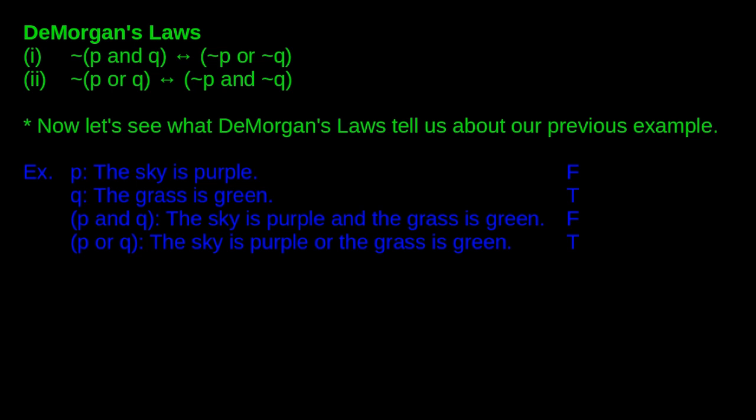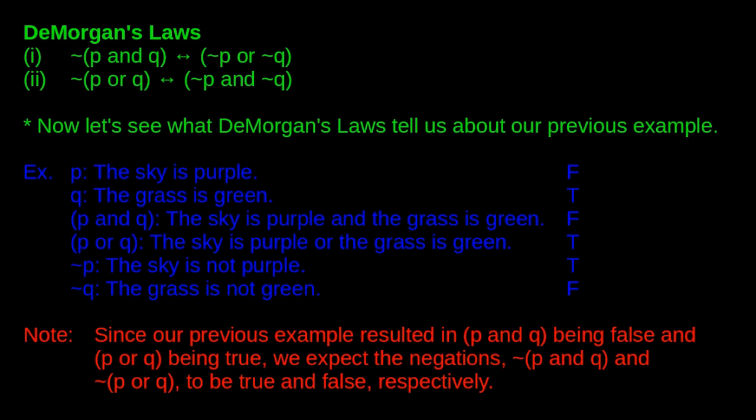Now let's compute not P and not Q. So not P is the sky is not purple, and not Q is the grass is not green. And not P would have the value of true, because the sky really isn't purple, usually. And not Q is the grass is not green, which hopefully isn't true, so false, right? Remember, we're talking about a well-kept front lawn. Someone who's been watering the grass, right? It's a green lawn, so it definitely is green.